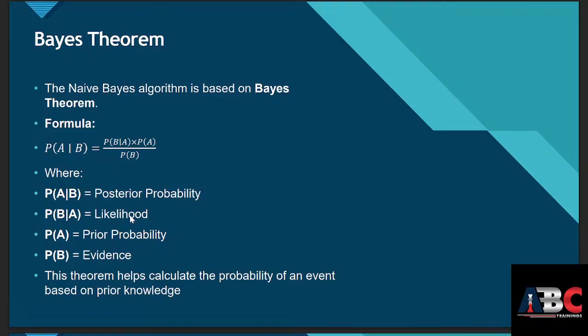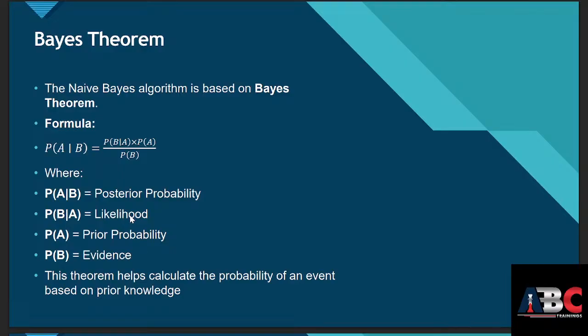For example, imagine we are building a spam email classifier. Event A could represent the email being spam. Event B could represent the email containing certain words like free or discount. So P(A|B) means the probability that an email is spam given that it contains certain words. This is the result the Naive Bayes algorithm tries to compute.